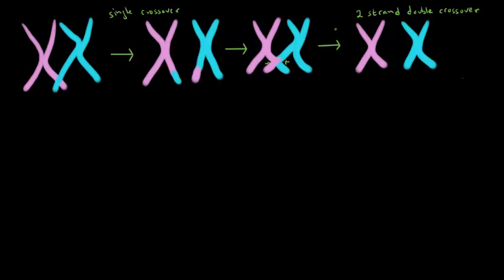And it's called a two-strand double crossover because, well, it involves two strands. Let's actually highlight the two strands that were involved. So it was this strand and that strand, and it's called double because crossing over happened twice. Let's look at another scenario.